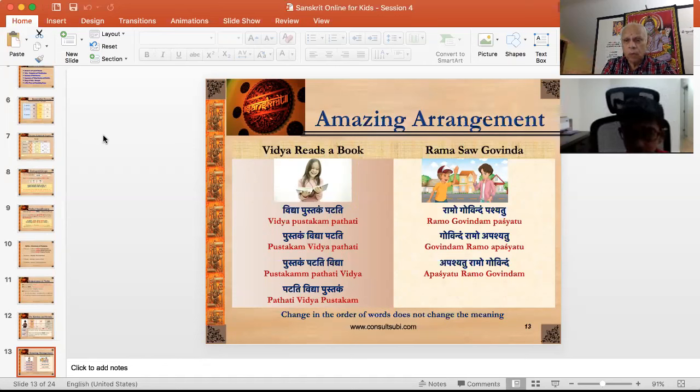Rama Govindam pasyatu. You can also change, Govindam Ramo pasyatu. Pasyatu Ramo Govindam. So you see how you can play the verb here and there, all meaning the same thing, but you can't do that in English. You have to use only a definite form of a sentence. Okay, having said that, let's go to the next slide.